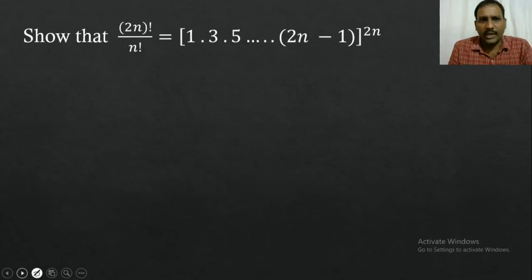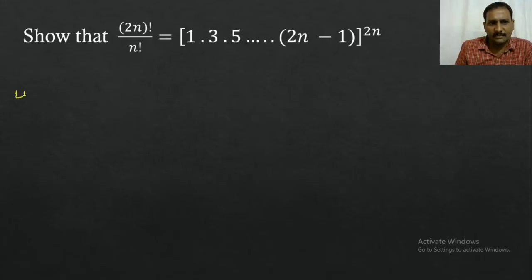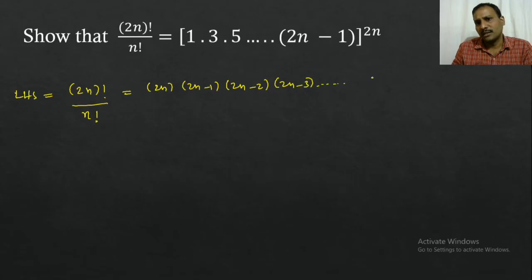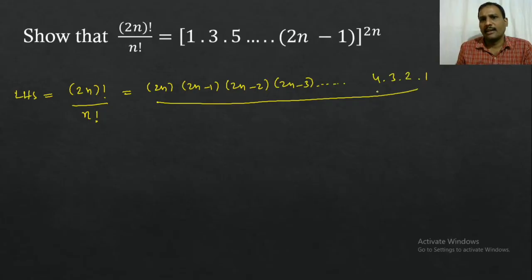Show that 2n whole factorial by n factorial is equal to 1 into 3 into 5 so on up to 2n minus 1, whole power 2n. So let us consider the LHS. It can be written as 2n factorial by n factorial. 2n factorial can be written as 2n into 2n minus 1, 2n minus 2, 2n minus 3 and so on up to 4 into 3 into 2 into 1 by n factorial.